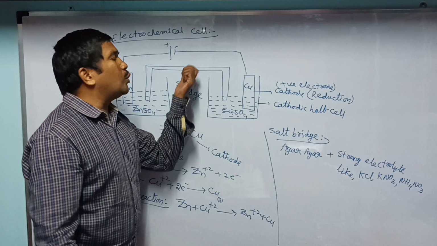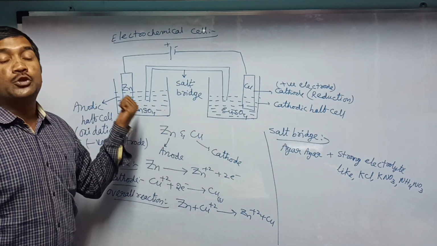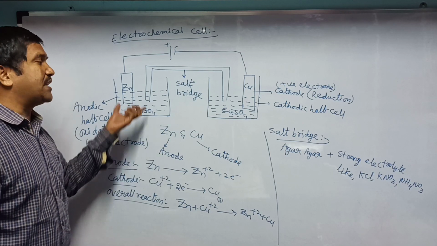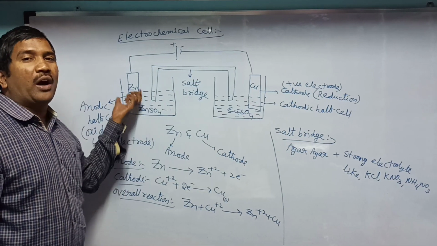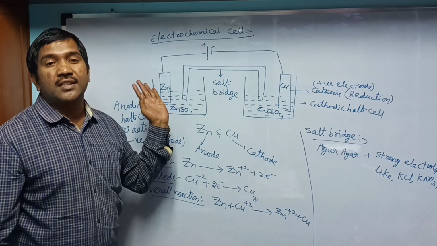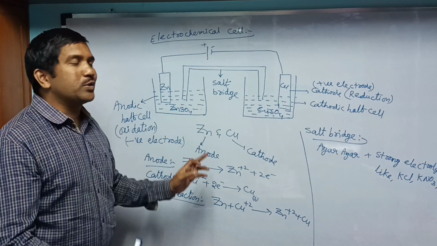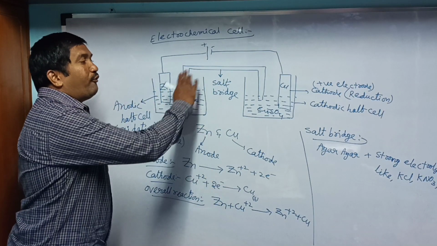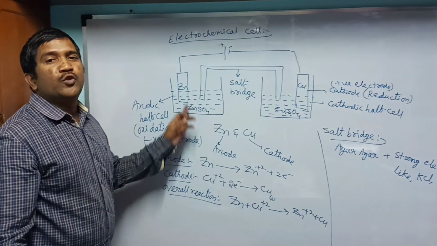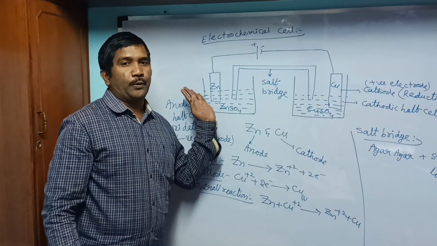And what is the main use of this strong electrolyte? To neutralize the charge of the two half cells, we are using this salt bridge. That is the main use of this one. And next, for neutralization, ions flow from one electrode to the other electrode.